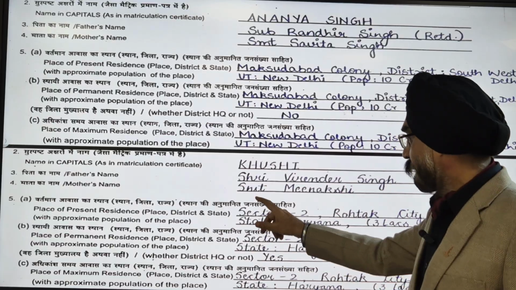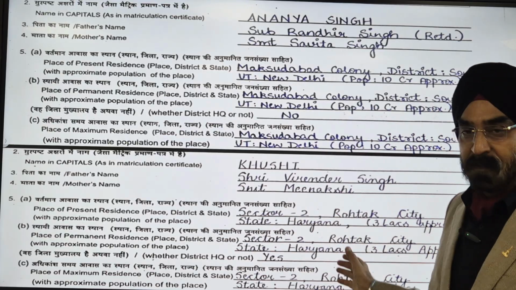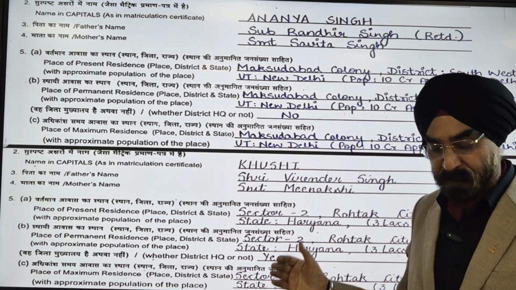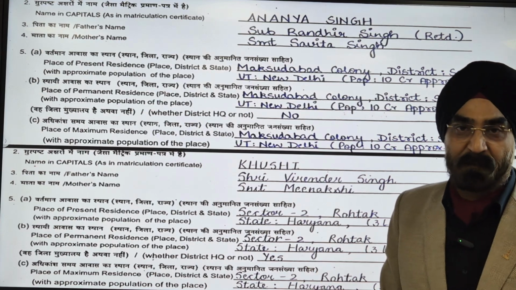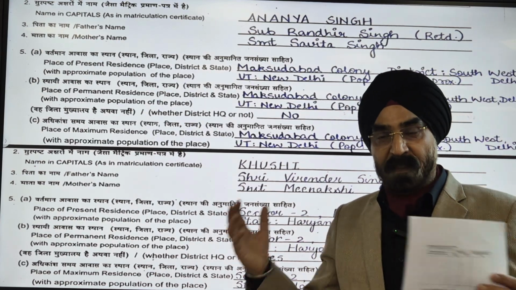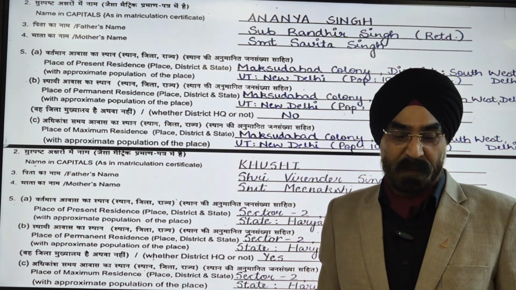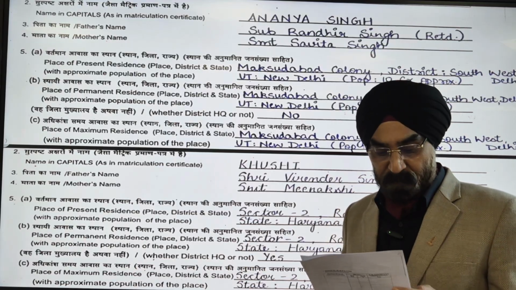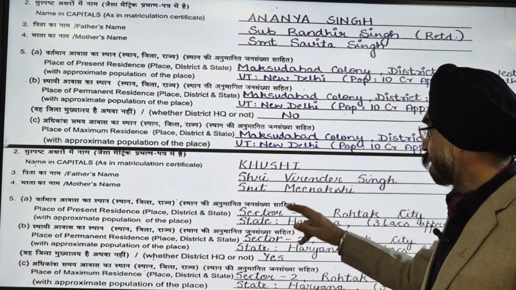And if it's a village, you write village so and so and district so and so, and thereafter the state, and then the population of that place. If it's a village, the population of the village. If you're staying in a big city, then the population of that city has to be written. Right. So with this, let's move to column number 6.